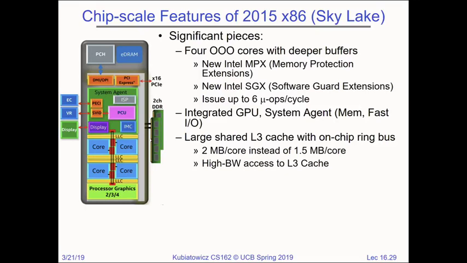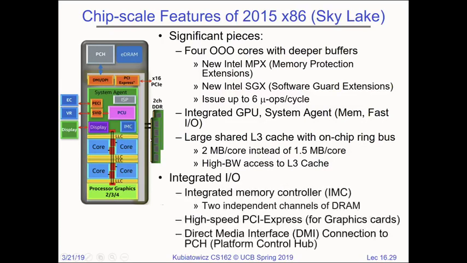Like, for instance, even this little tiny chip, which was made for laptops and whatever, has an integrated GPU. It's got enclaves, software guard extensions. It's got a bunch of caches. It's got several memory controllers. It's got PCI Express for graphics. It's got a DMI connection to the platform control hub. All of that stuff is not the cores. It's other stuff, which is I/O.